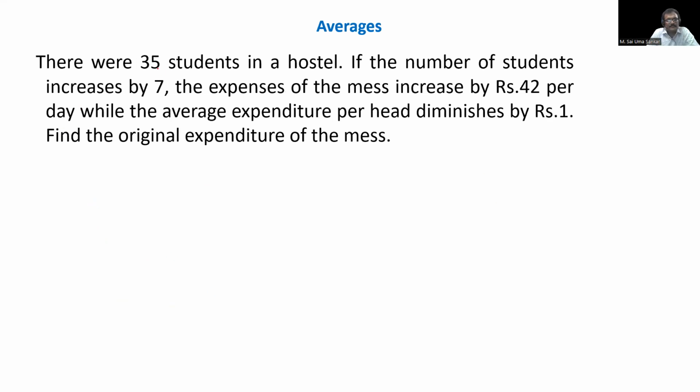There were 35 students in a hostel. If the number of students is increased by 7, the expense of the mess is increased by 42, while the average expenditure per head diminishes by 1 rupee. Find the original expenditure of the mess. Here, 35 students. Let us take average x, total 35x.